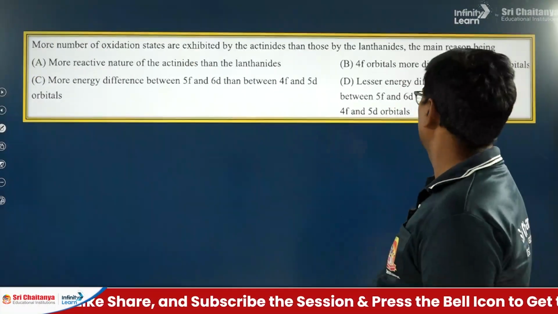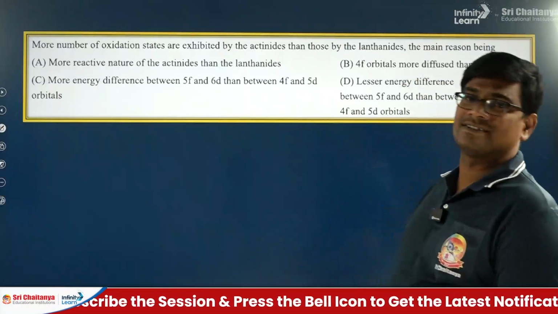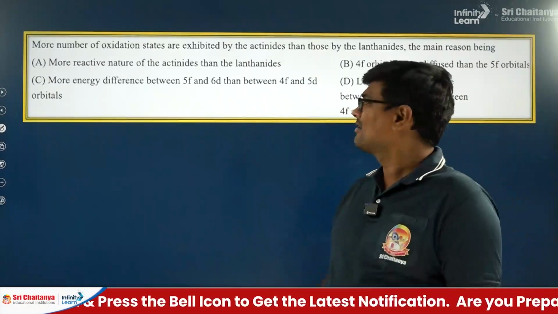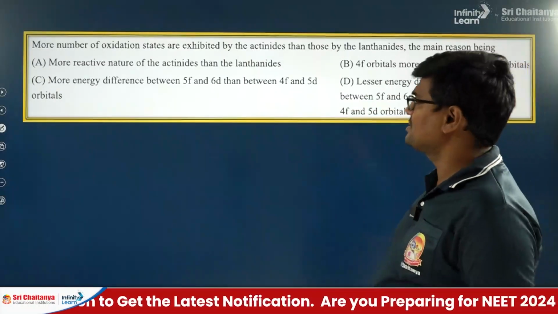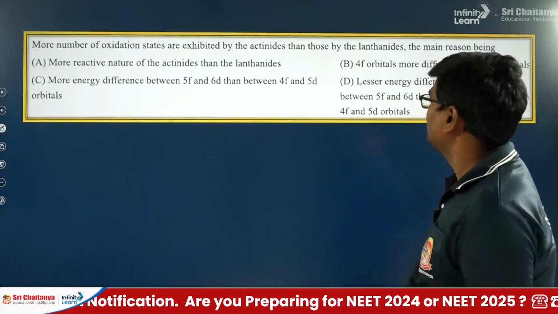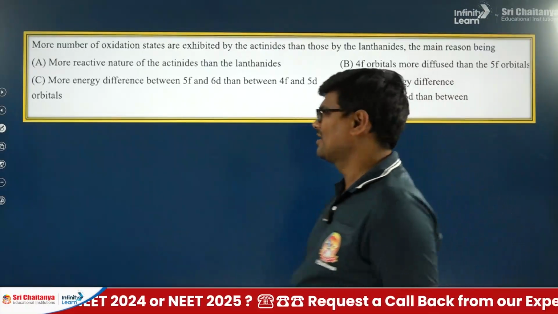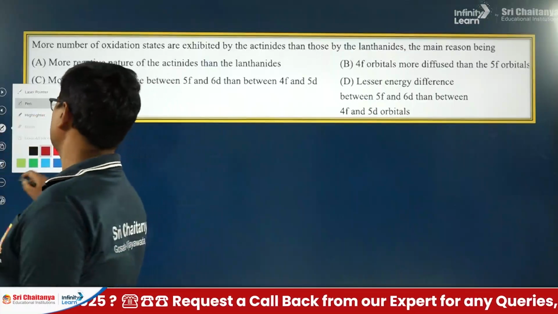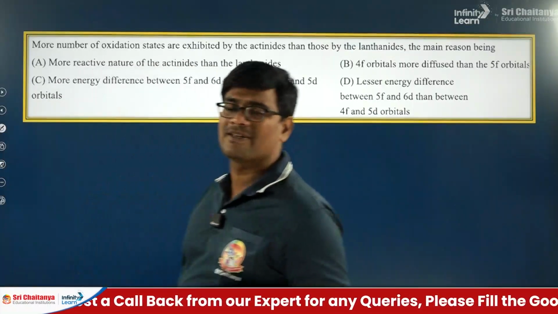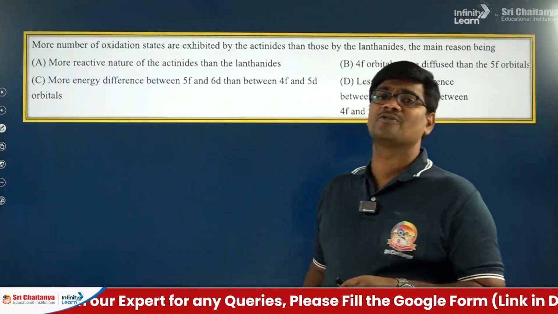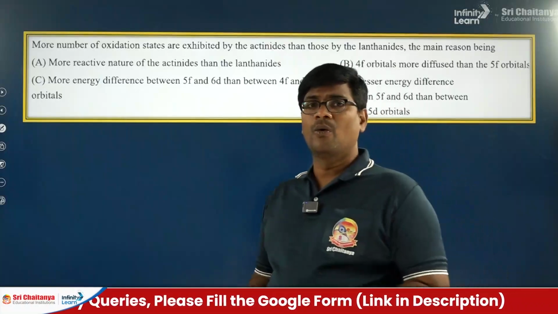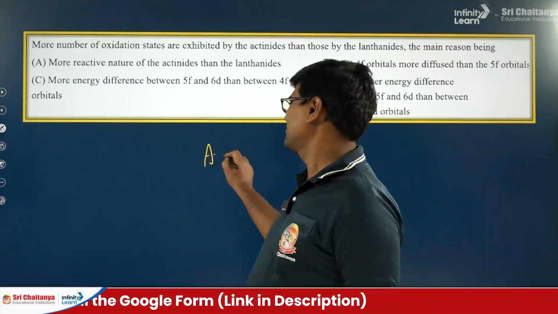The next question is about again lanthanides and actinides, F block. More number of oxidation states exhibited by the actinides than those by the lanthanides. The main reason is, we have discussed also, I have mentioned. Here lanthanides have fixed oxidation states mainly, that is +3. But in case of actinides, they show variable oxidation states. Why they show variable oxidation states in case of actinides?